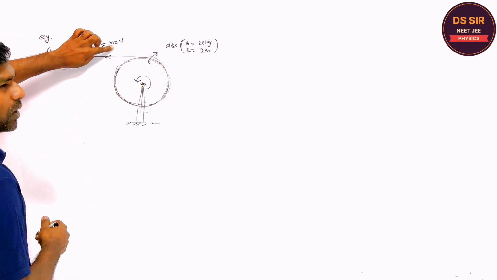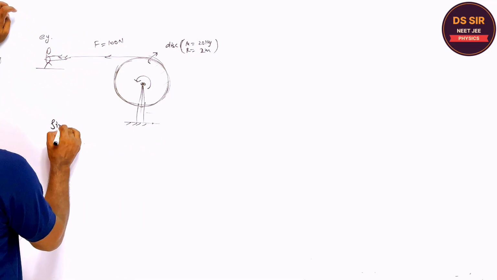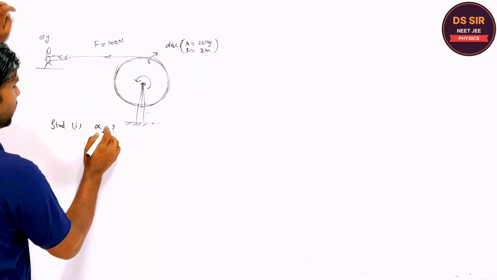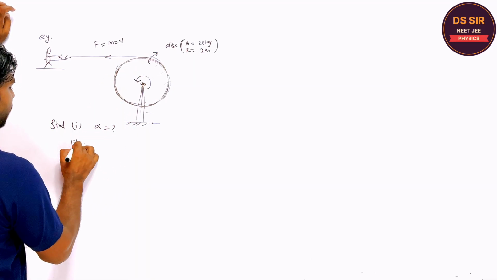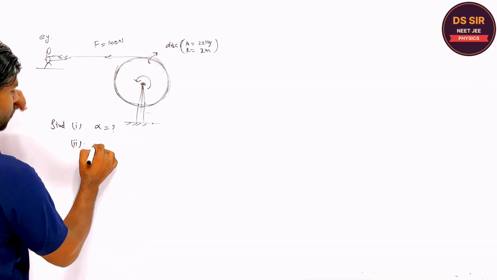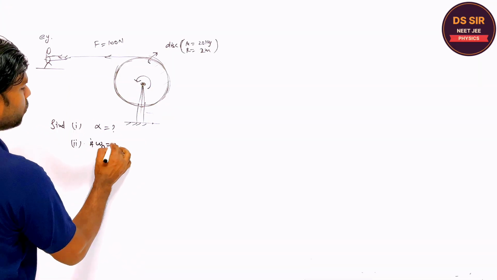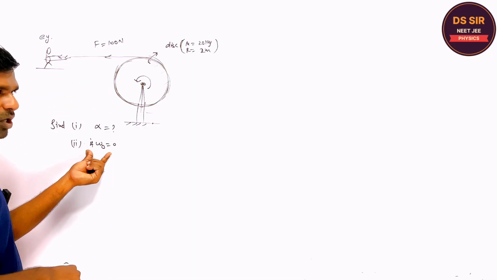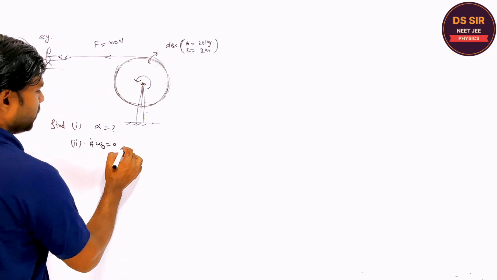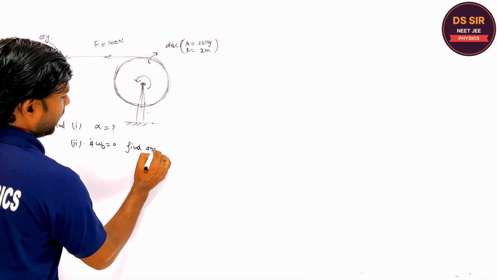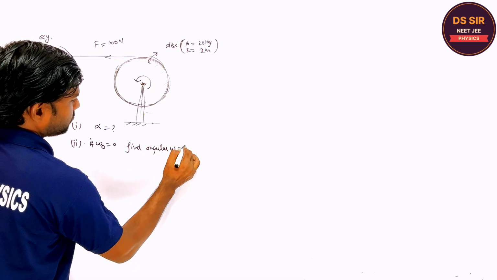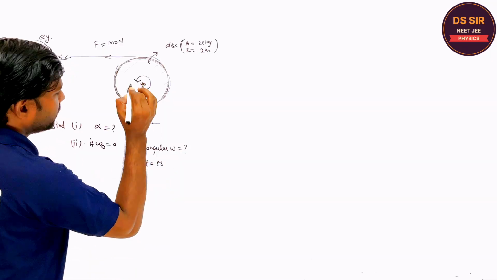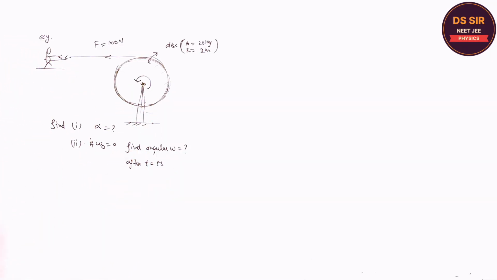So if F is equal to 100 Newton, you have to first find the angular acceleration, alpha. And if it starts from rest, the initial angular velocity omega naught is 0. Find the angular velocity omega after t equal to 5 seconds. This is the question.